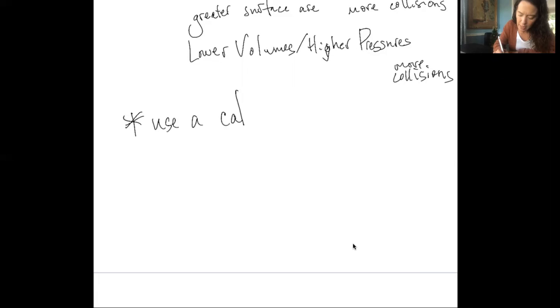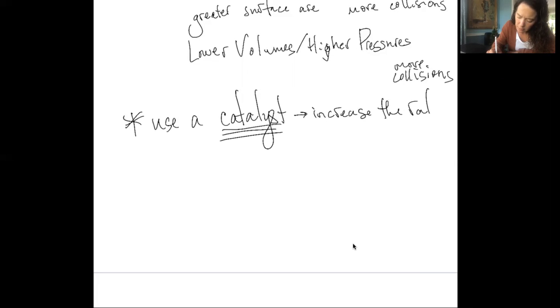Okay, and real important is that we could use a catalyst. All right, use a catalyst in order to increase the rate of reaction. What do catalysts do? They increase the rate of a reaction. I'm sure you heard of them in biology, right? There's a lot of natural biological catalysts, enzymes, right? Enzymes are catalysts. What do they do? They lower the activation energy.